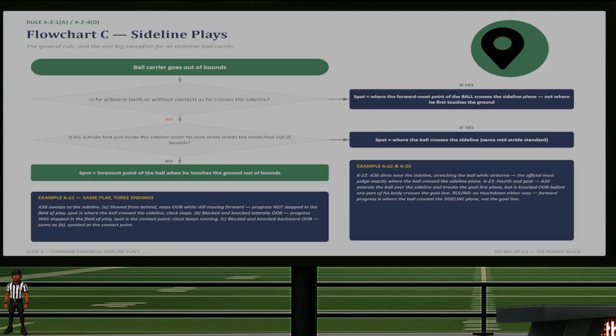In version A, he's shoved from behind and steps out of bounds while still moving forward. His progress was not stopped in the field of play, so the spot is where the ball crossed the sideline and the clock stops. In version B, he's blocked and knocked laterally out of bounds.